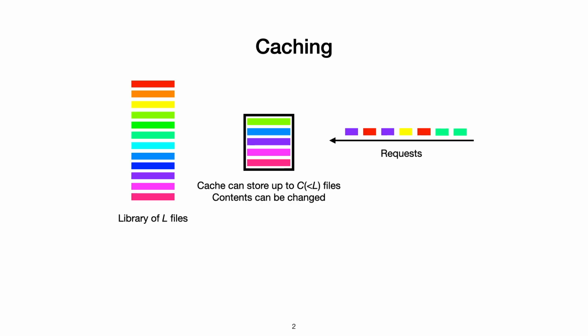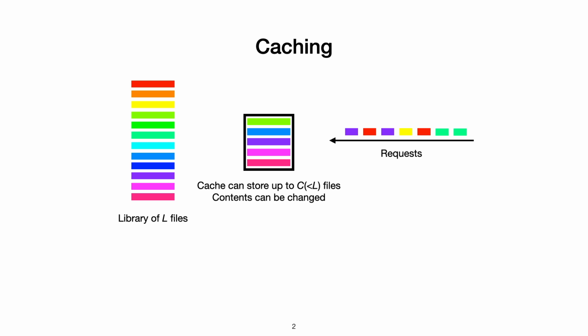The caching problem has been studied since the 1960s. At the time, the problem was motivated by memory management in computers. In recent years, a lot of the work on the caching problem has been motivated by content delivery networks used for applications like video on demand services such as Netflix and YouTube.